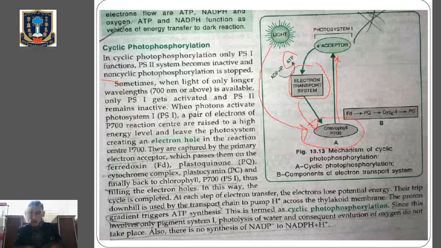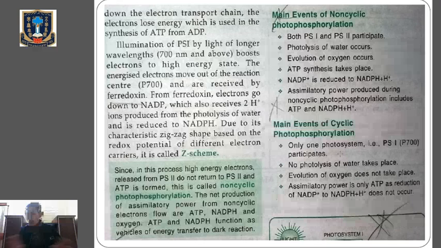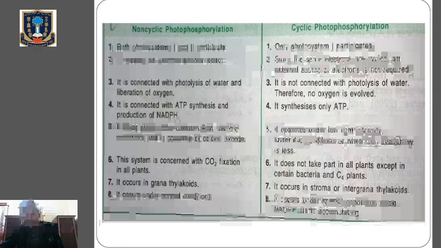Okay, so we have finished the cyclic and the non-cyclic photophosphorylation. Let us see the main events of cyclic photophosphorylation. Only one photosystem, PS1, is involved. There is no photolysis of water, there is no evolution of oxygen, there is no formation of NADPH in cyclic photophosphorylation. Clear? So now let us talk about the difference between non-cyclic and cyclic photophosphorylation.